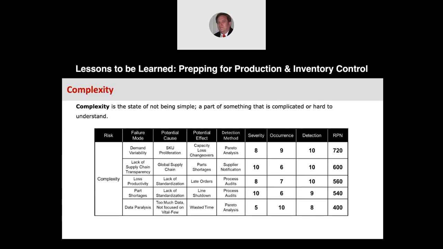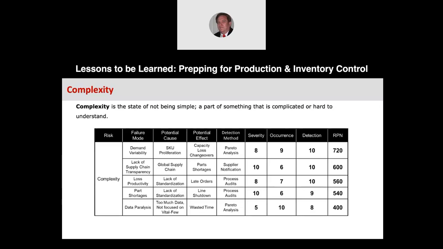One thing, because of complexity, you can get loss of productivity, lack of standardization of the portfolio, but also even of the work standards. So your orders can be late. You might be able to catch this from process audits, but the severity is pretty high, 8. Occurrence is fairly often. Detection is not so good, because most of the time process audits are more like checking the boxes than really going out and trying to address root causes and resolve the issue.